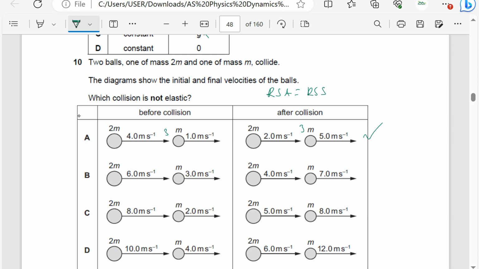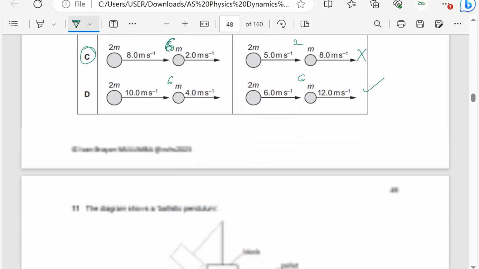Here it is 6 minus 3, which is 3. Here it is 7 minus 4, which is 3. That is elastic. Here relative velocity is 8 minus 2, which is 6, the relative velocity of approach. Relative velocity of separation is 8 minus 5, which is 3. So they are not the same. This is not elastic. Here relative velocity is 10 minus 4, which is 6. Relative velocity is 12 minus 6, which is 6. This is elastic. So the answer is C. C is not elastic.